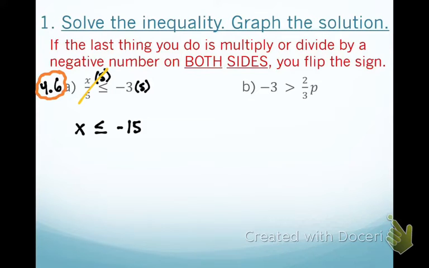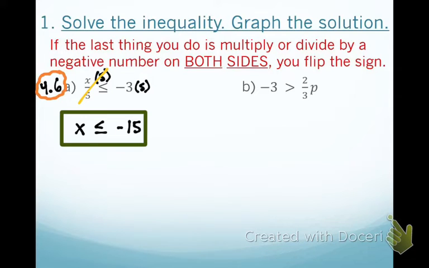It says if the last thing you do is multiply by a negative number on what? Did I multiply by a negative number on both sides? No. So should I flip the sign? No, I should not. Keep that sign exactly how it is.